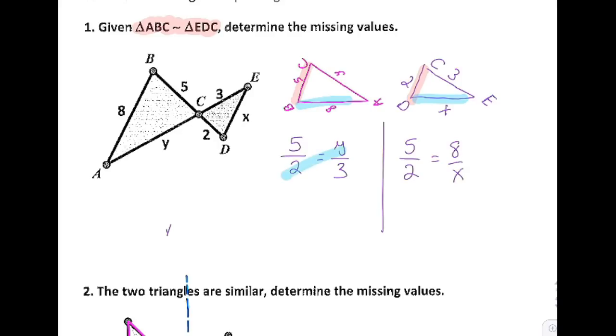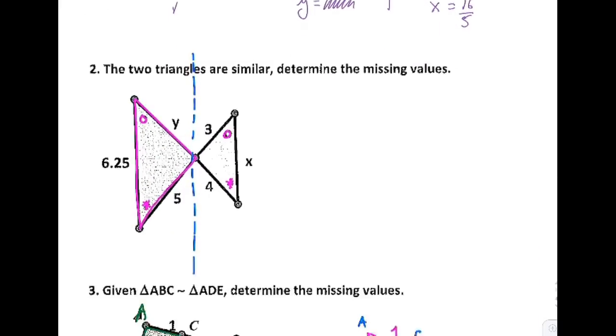So here I have 2y equals 15. Divide by 2, and y is 7.5. And here I have 5x equals 16. And x would be, you could leave it as 16/5.